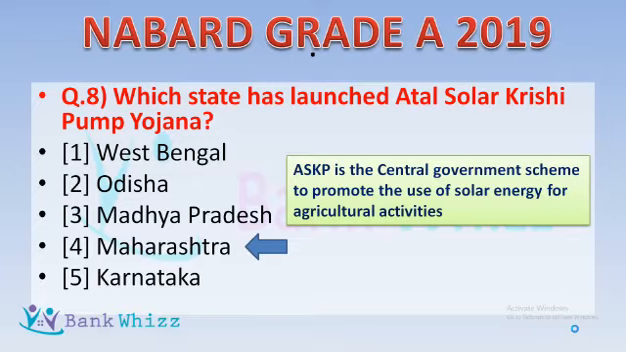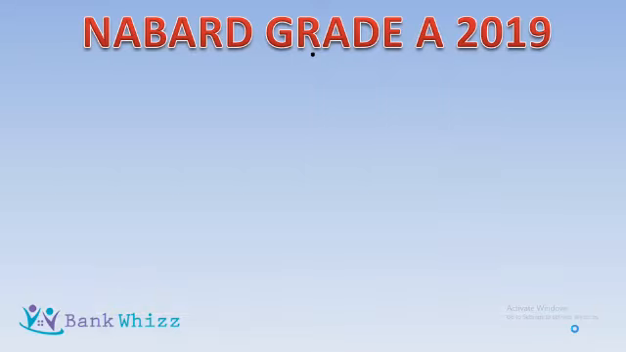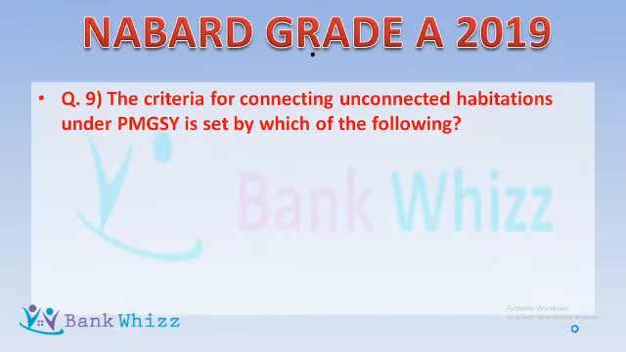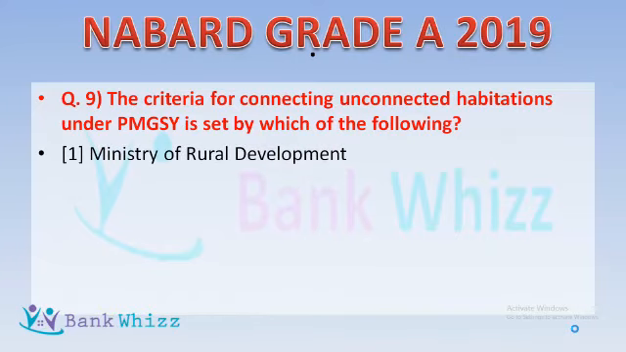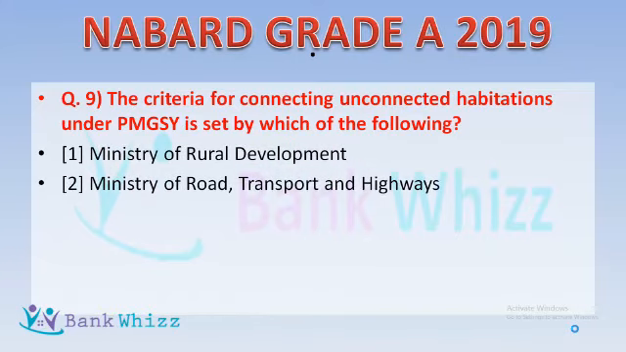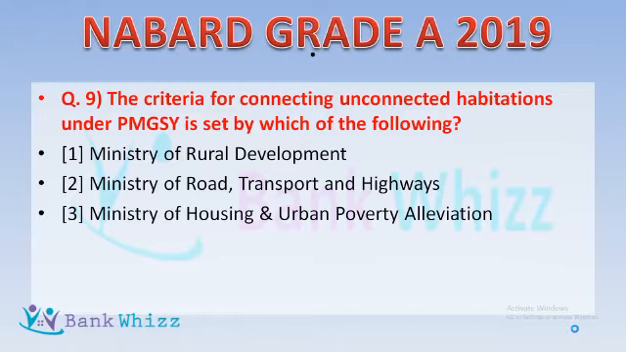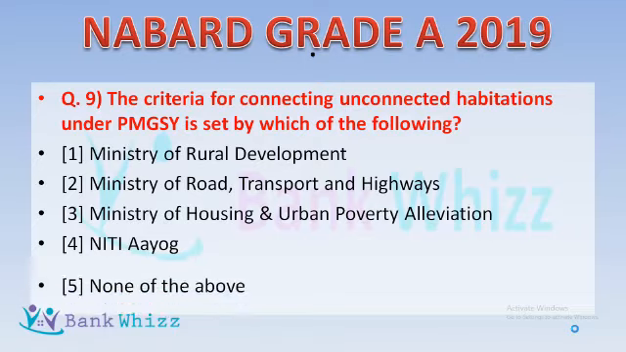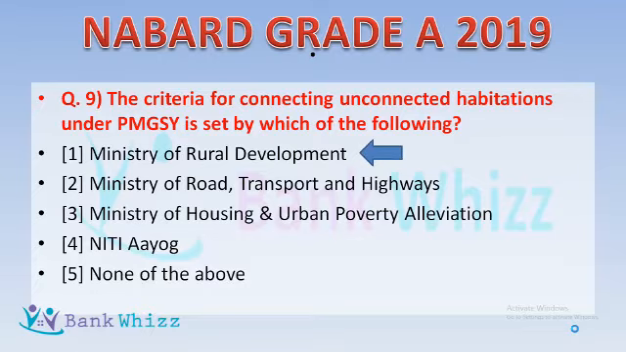Well, switch to the next question. The question reads, the criteria for connecting unconnected habitations under PMGSY is set by which of the following? The first option is Ministry of Rural Development. The second is Ministry of Road Transport and Highways. The third is Ministry of Housing and Urban Poverty Alleviation. The fourth is NITI Aayog. And the fifth is none of the above. The answer is Ministry of Rural Development.